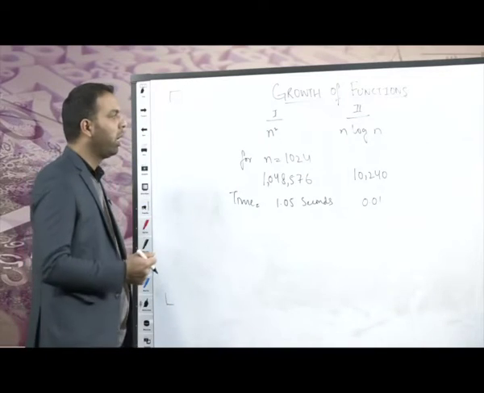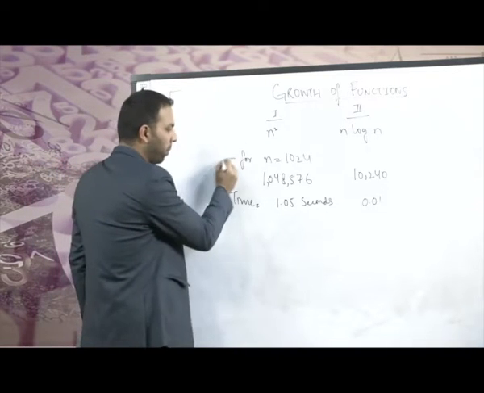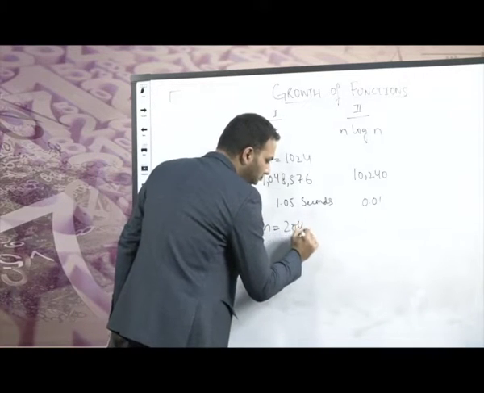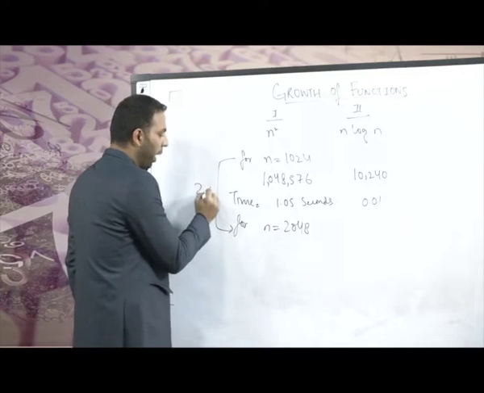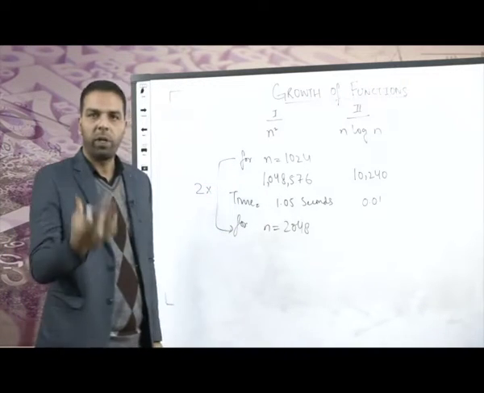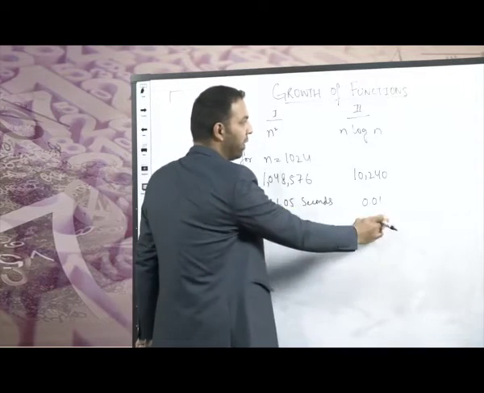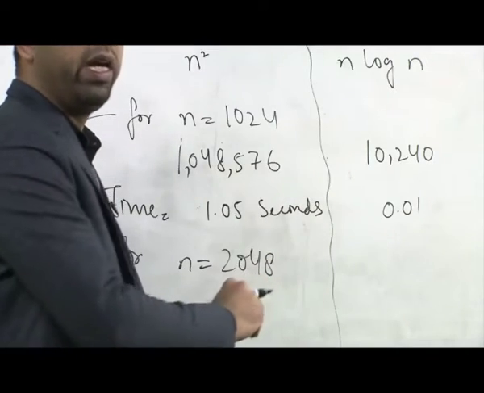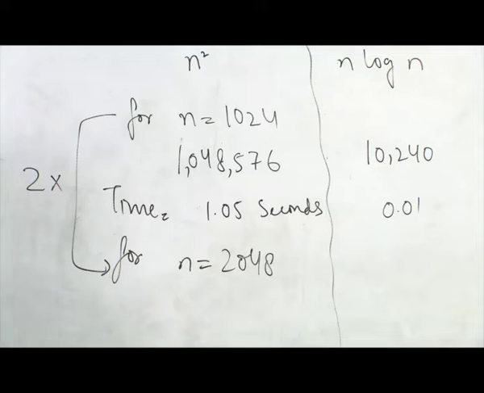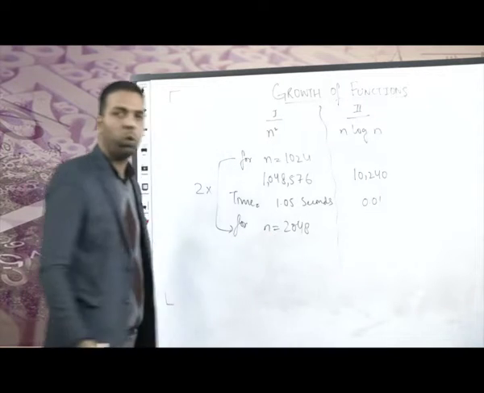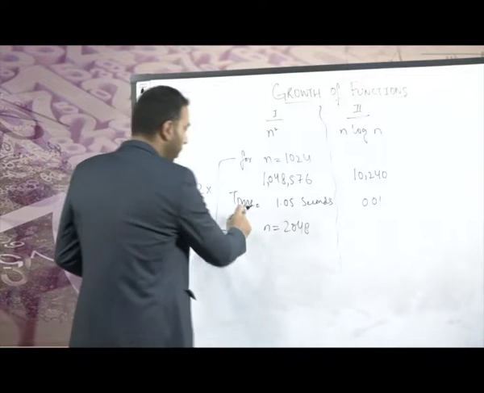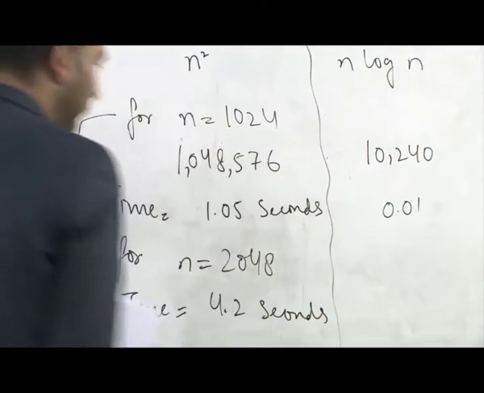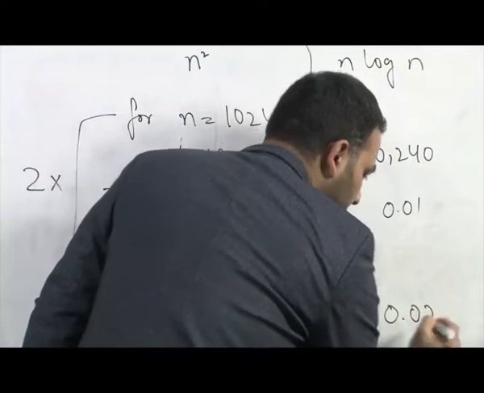Now let us see how they will grow. We will jump to n equal to 2048, so we have multiplied it by 2. We will see how this will change and how this will change. If it shows any significant difference, we will understand that this function grows in a different way than n log n, and we can say which one is better. So when n equals 2048, this time will become 4.2 seconds, and that will become 0.02 seconds.